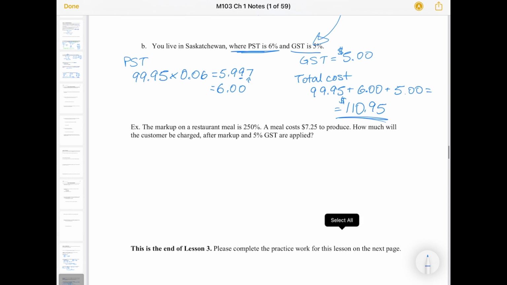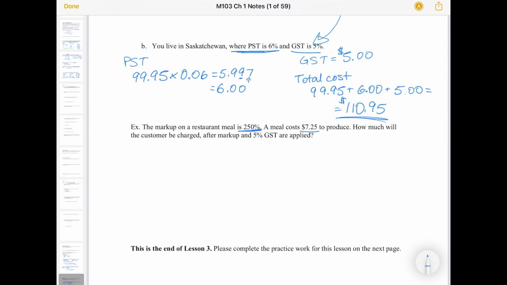All right, and this last example combines everything. So this combines the markup and taxes. All right, so the markup on a restaurant meal is 250%. Now this seems high, but this is not an unreasonable number. Restaurant markups are very high, typically. A meal costs $7.25 to produce. How much will the customer be charged after markup and a 5% GST are applied?